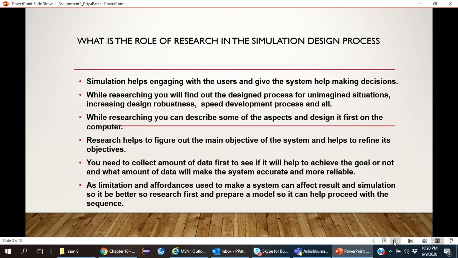You need to collect an amount of data first to see if it will help to achieve the goal or not, and what amount of data will make the system accurate and more reliable. The limitations and affordances used to make a system can affect results and the simulation, so it can be better. So research first and prepare a model so it can help proceed with the sequence.